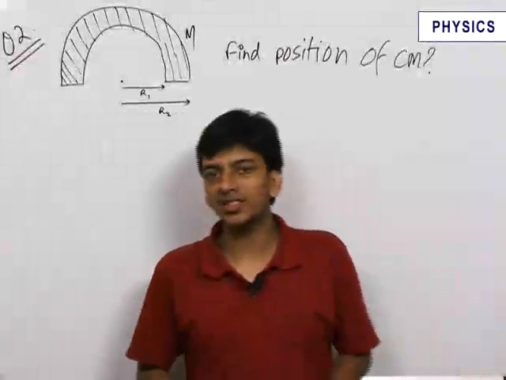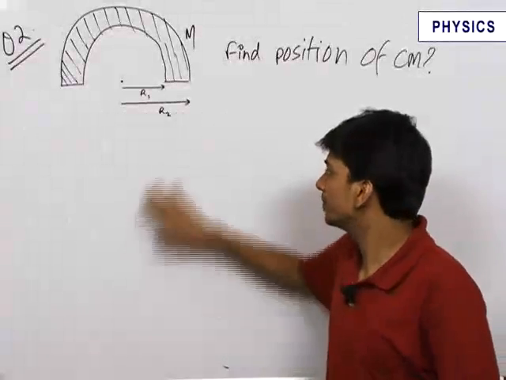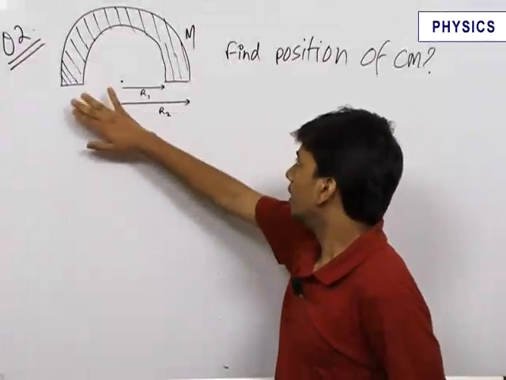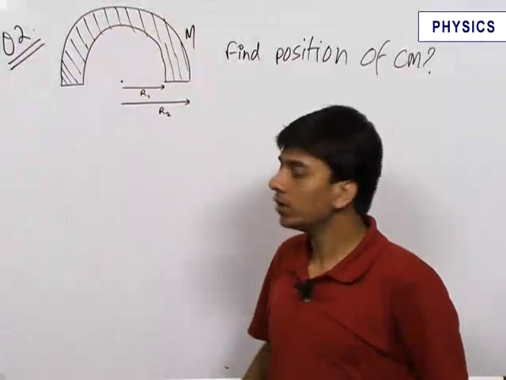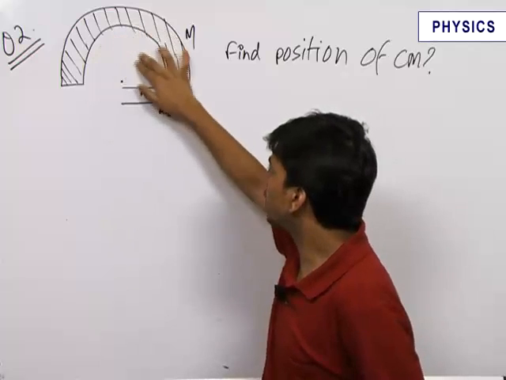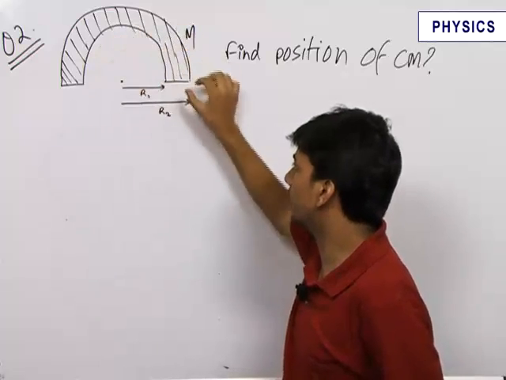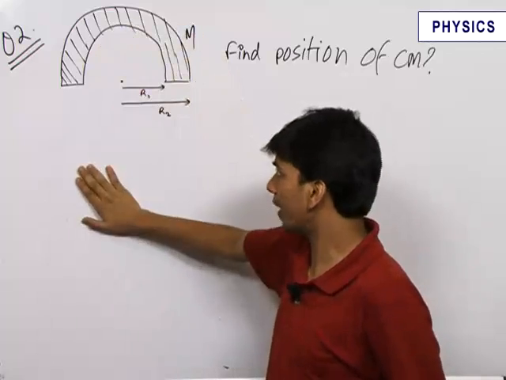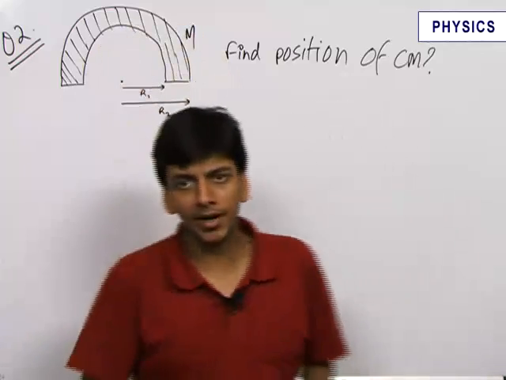This is a tricky question which has a trick solution. Here was a semicircular plate which has been cut from the middle. A semicircular plate of radius r1 has been cut from a semicircular plate of radius r2. We now need to find out the center of mass of the remaining plate.